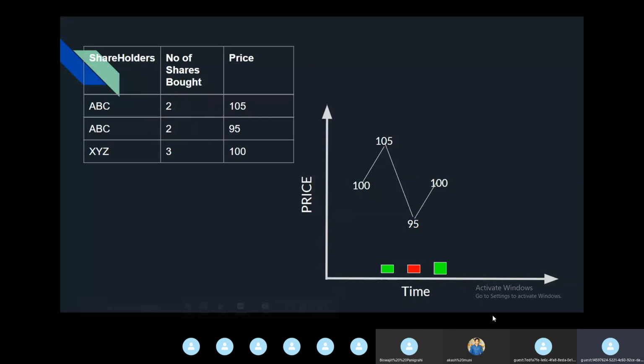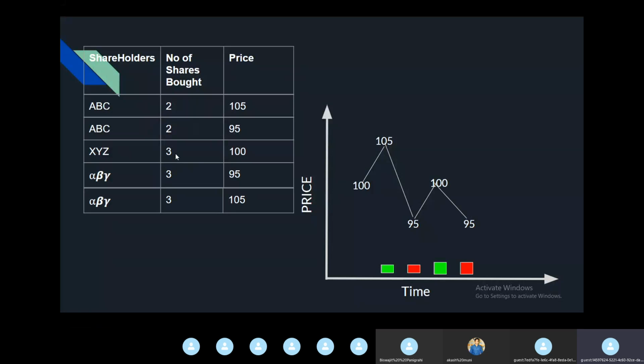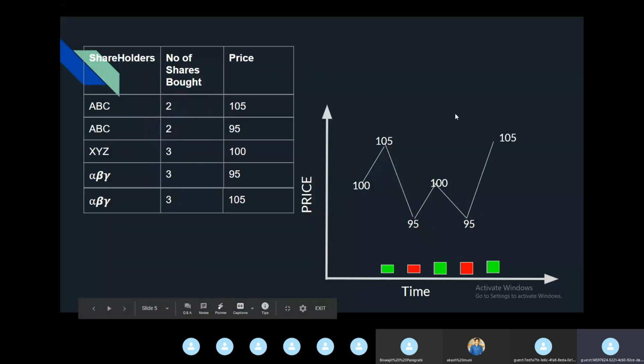Green bar, you see the green bar has moved up a little bit because this time we have three shares. He bought three shares. The same happened with Alpha Beta Gamma. He bought three shares at 95, and though it went down, so red, and it went up again to 105.